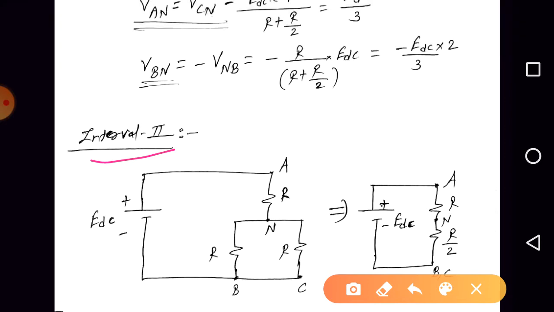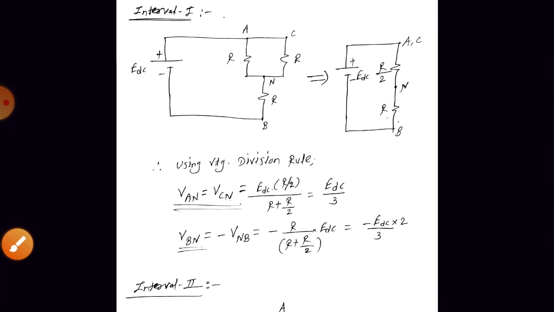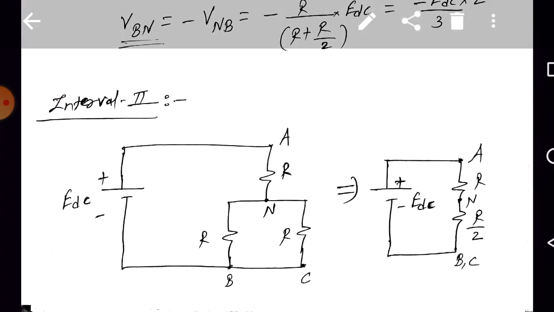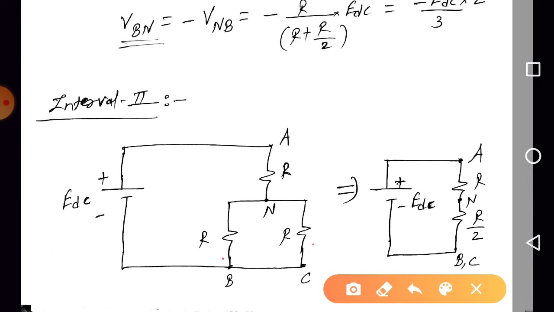It is EDC, neutral point, RRR. Phase A is connected to the positive plate of the EDC, phase B to the negative plate, phase C to the negative plate. Are you getting the difference between the first interval equivalent circuit and the second interval equivalent circuit? So here R and R are connected in parallel, so can we say that the voltage Vnb is equal to voltage Vnc, right?